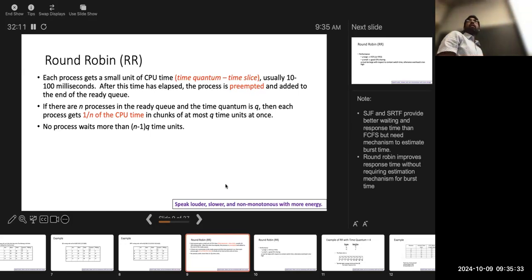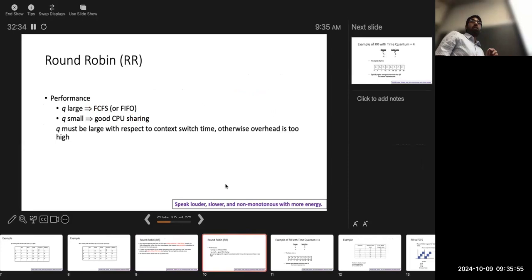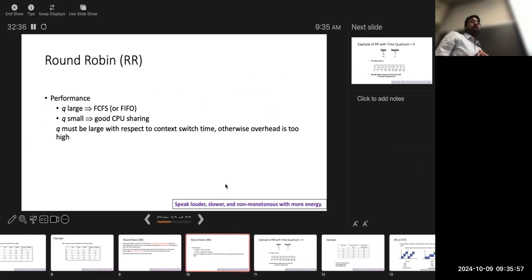So if there are, let's say at a given time, n processes waiting in the ready queue, and the time quantum is q, then each process will get 1 by n of the CPU time in a chunk of q time units. And no process will wait more than n minus 1 times q time units. Let me finish this round robin, and then after that we can have a break.